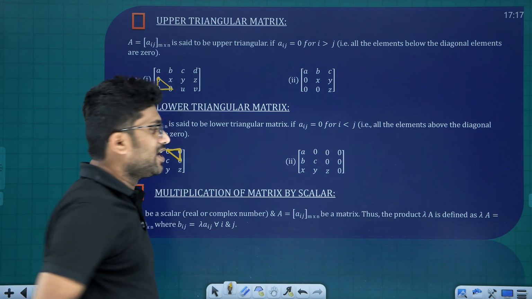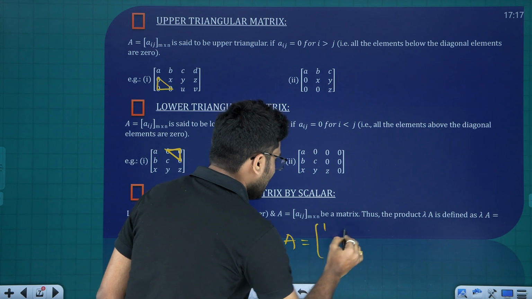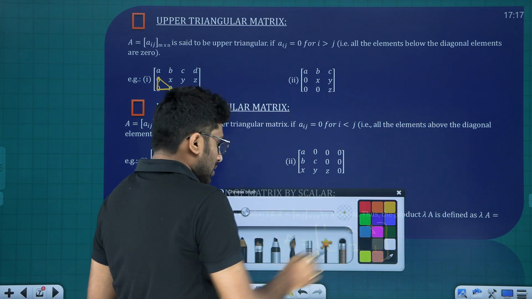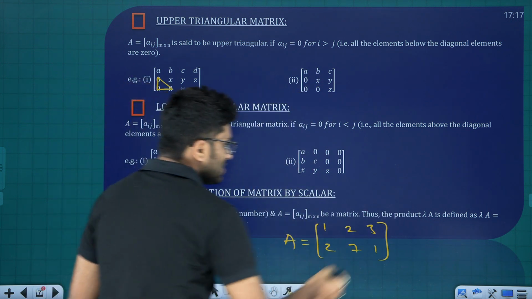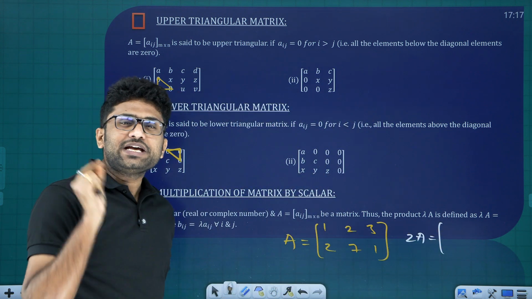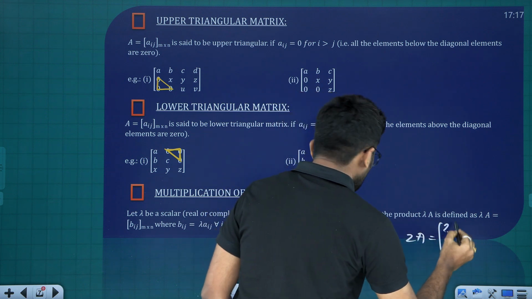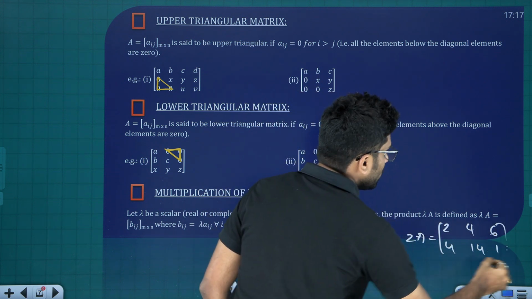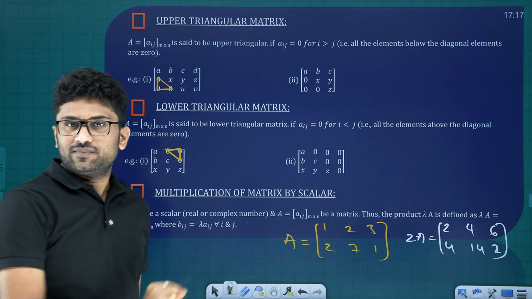Next, matrix multiplication by a scalar. If A is any matrix, 1, 2, 3, 2, 7, 1, and this matrix is multiplied by a scalar, let's say 2, then 2A means we multiply each and every element by 2. So 2 1s are 2, 2 2s are 4, 2 3s are 6, 2 2s 4, 2 7s 14, 2 1s 2. This is what scalar multiplication of a matrix means.